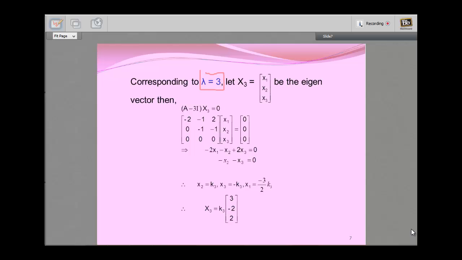We will find that the eigenvector is equal to (3, -2, 2). You will see these calculations at home, how we can calculate them. So these three eigenvectors we will find, that is P1, P2, P3. Now we combine all these three eigenvectors.